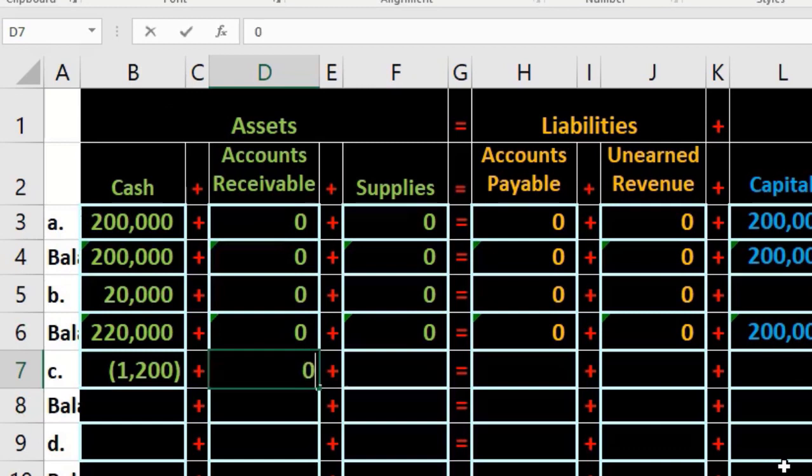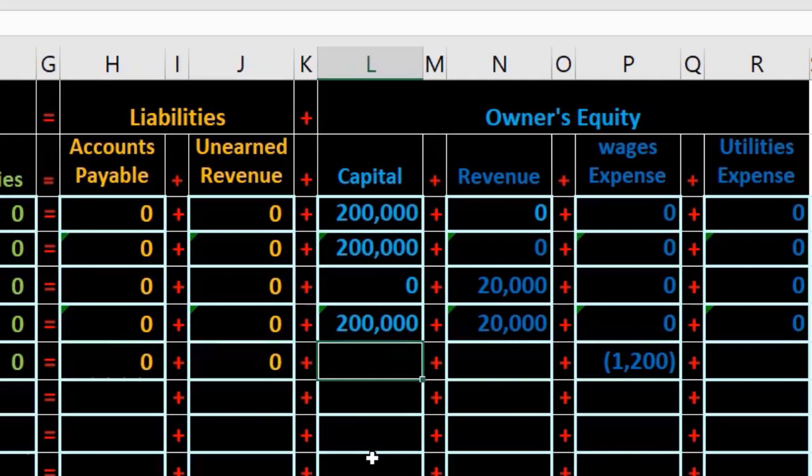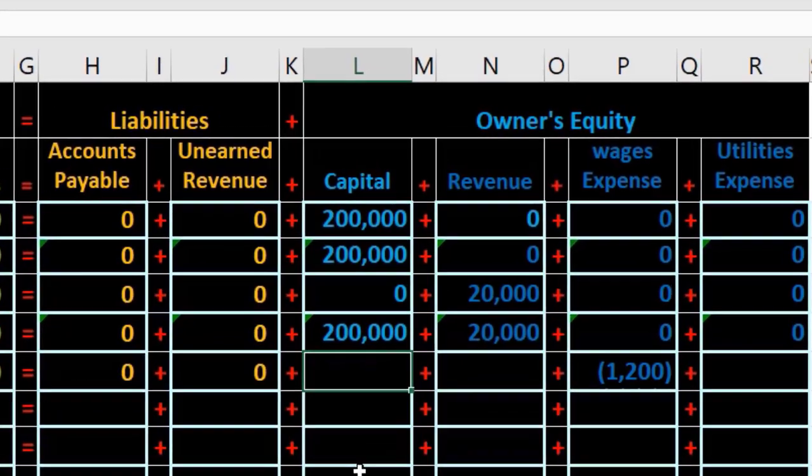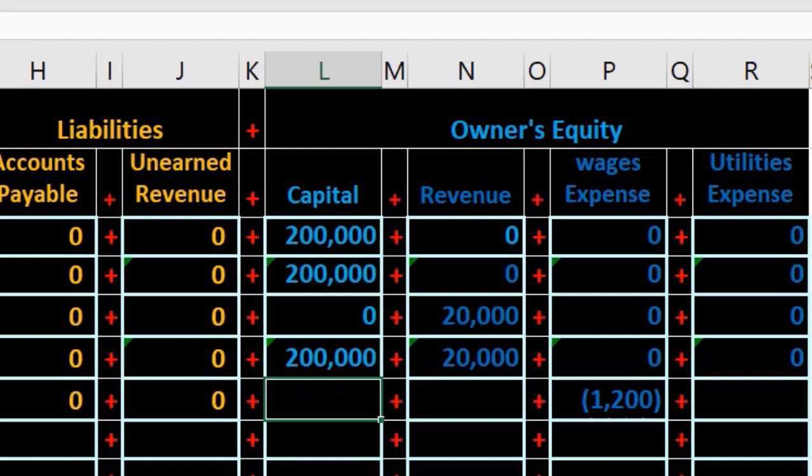I'm just gonna put zero, tab, tab, zero, tab, tab, zero, tab, tab, zero, tab, tab. Again, you don't have to do this. You can leave them blank. But if you work some book problems, they'll require the zeros. So it's kind of useful to do, and it's good practice to just work through the tabs. So I'm gonna say zero, tab, tab, zero, tab, tab, tab, tab, zero, and enter.